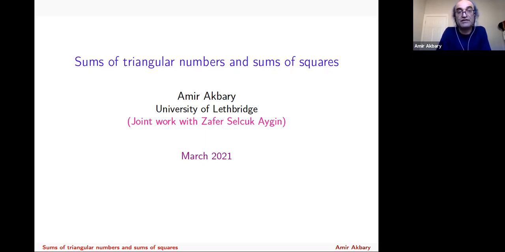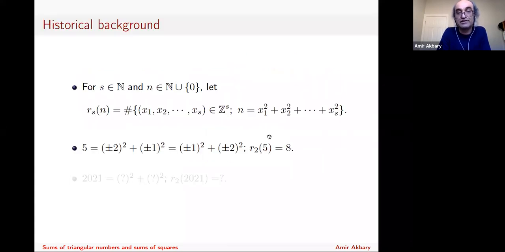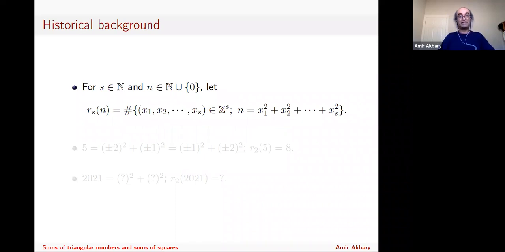So let me start with some historical background on this subject. This is a very old topic. The main function that we want to study is r_s(n), which counts the number of representations of n as a sum of s squares. This is a very classical function, well studied for several centuries. And there were some major results 100 years ago, some of which I'm going to review.